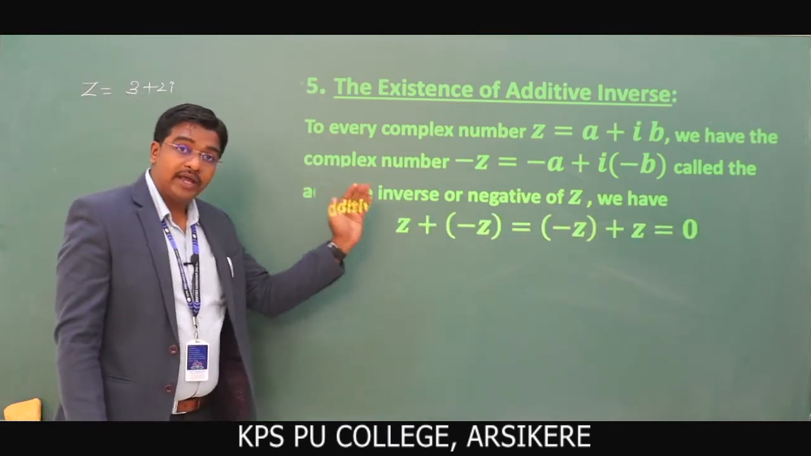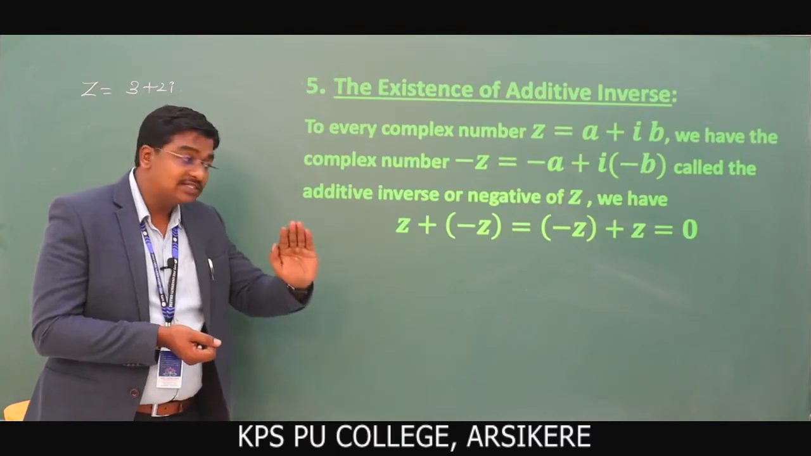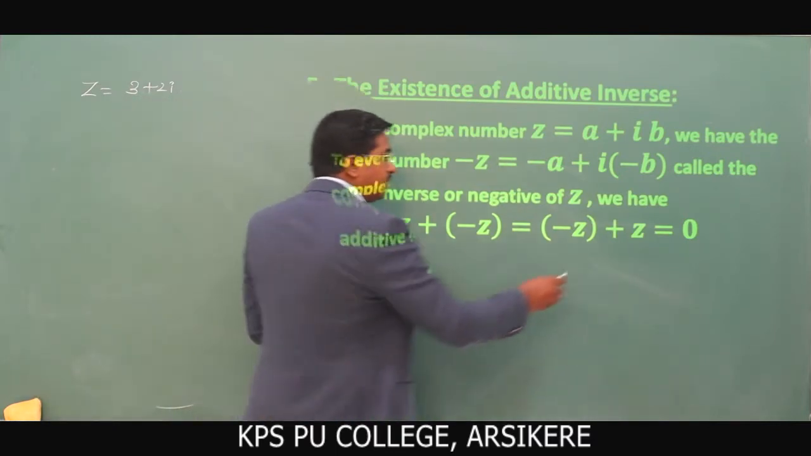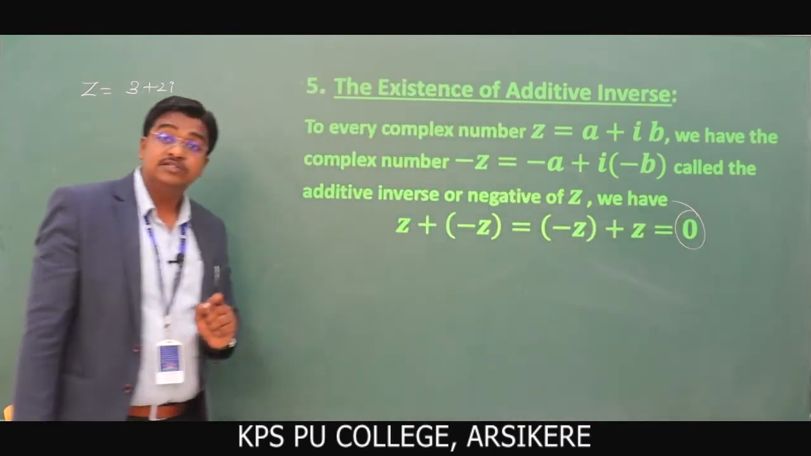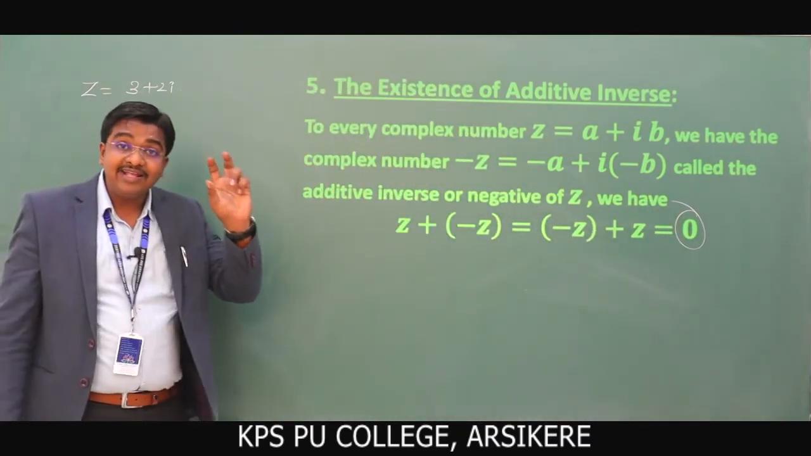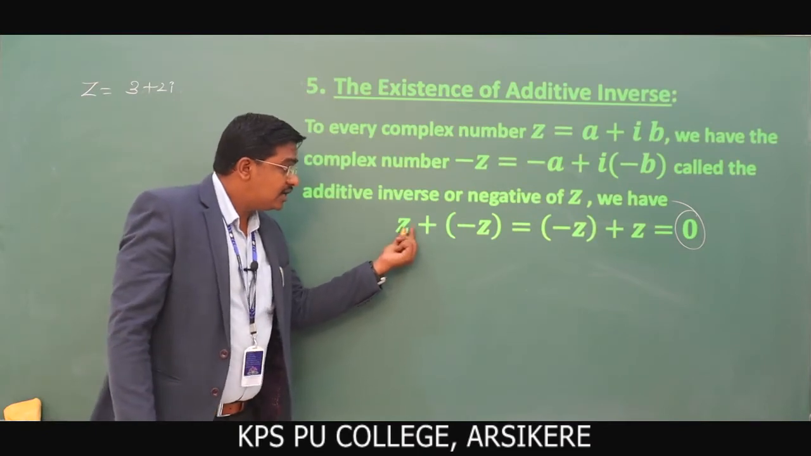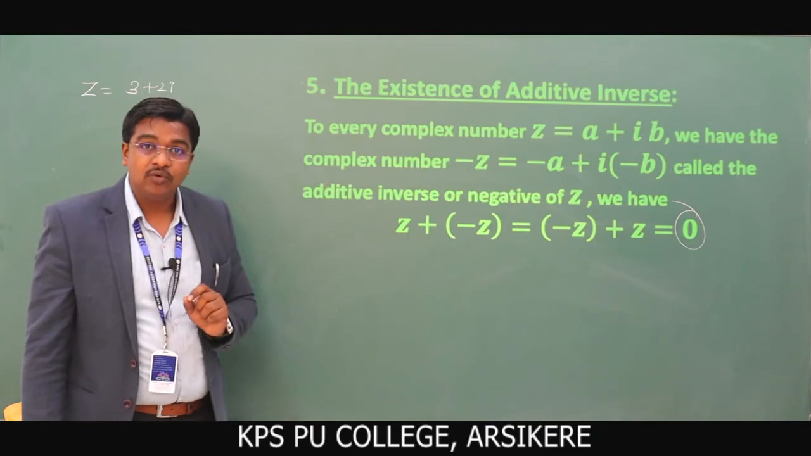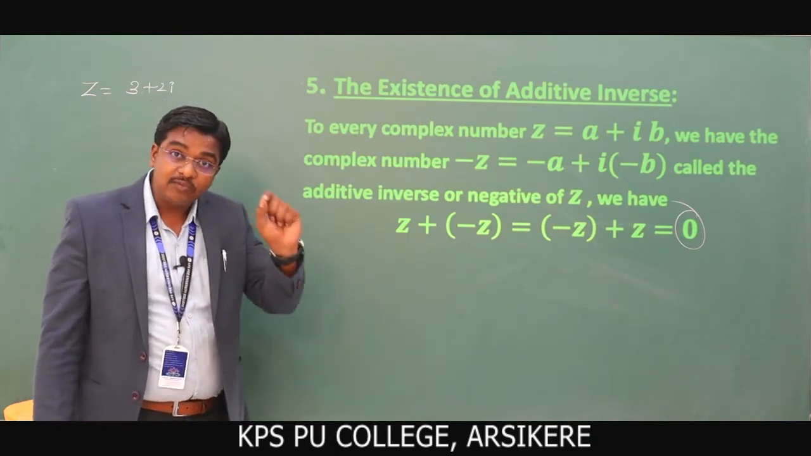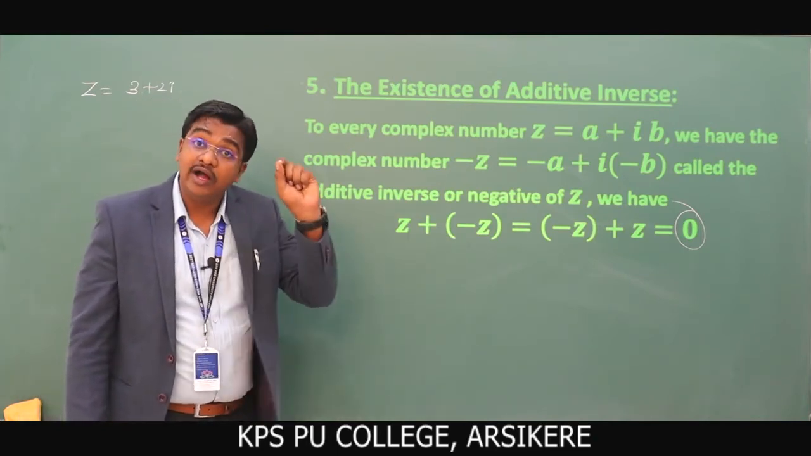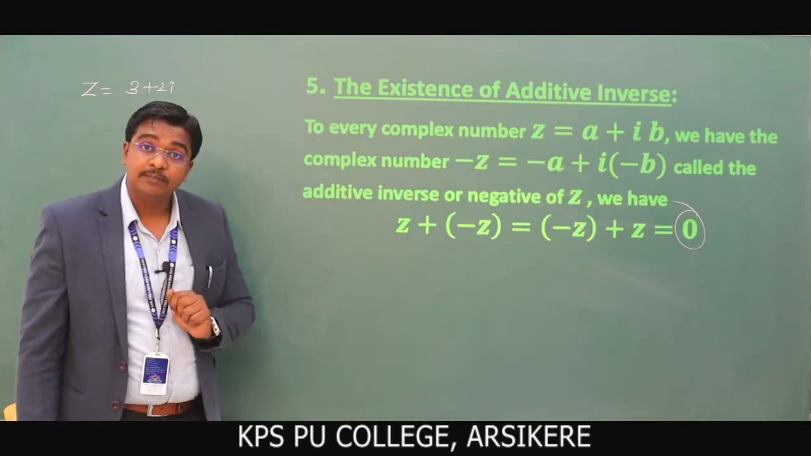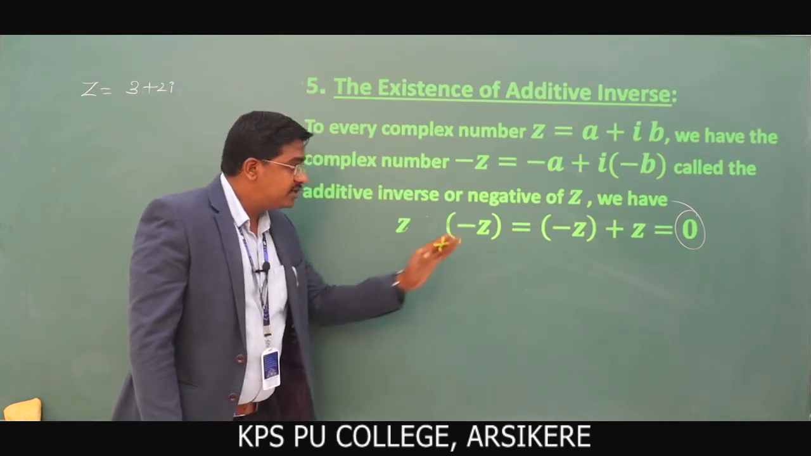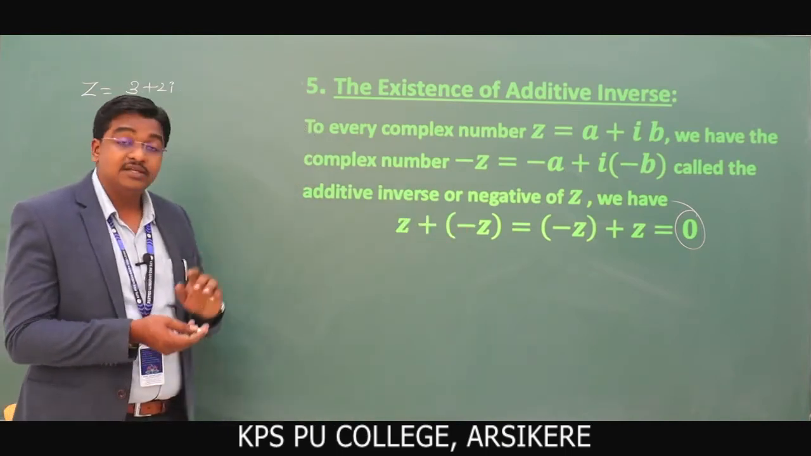z + (-z) = -z + z = 0. Just observe the last term: 0. When we add the complex number z and -z, the resultant becomes 0. When we add, we get 0. 0 is called the additive identity of the complex number z. Similarly, z + (-z) = -z + z = 0.